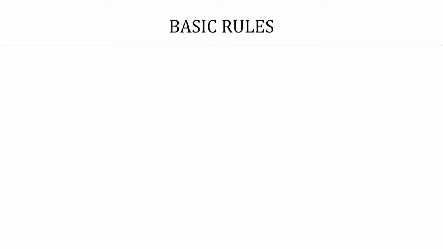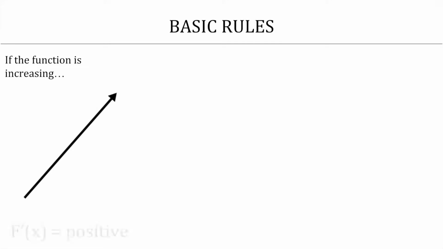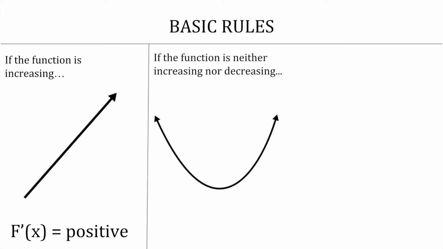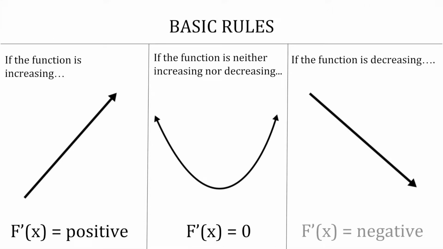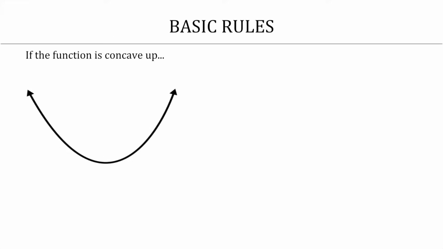First, let's go over some basic rules. If a function is increasing, the first derivative is positive and will be above the x-axis. If the function is neither increasing nor decreasing, it will have a horizontal line, making the first derivative equal to 0. This is true because the slope of a horizontal line is always 0. And this is where the function will intercept the x-axis. And lastly, if a function is decreasing, the first derivative is negative because the slope is negative, and the function is below the x-axis.